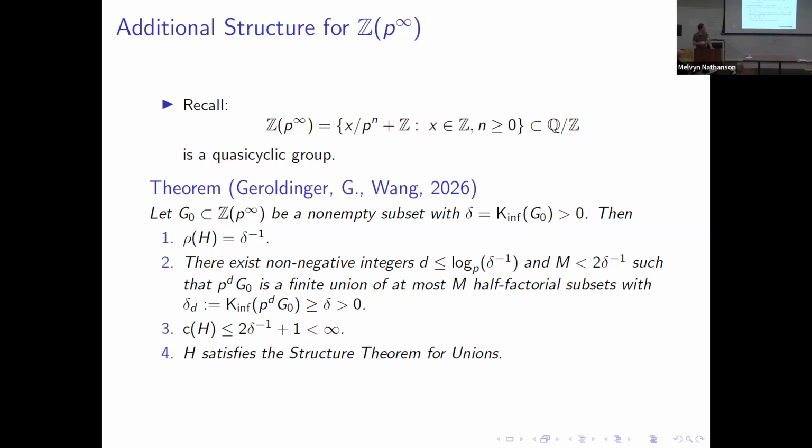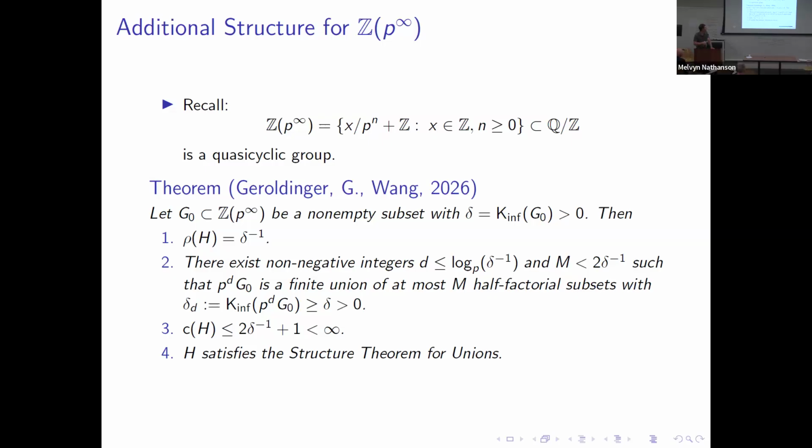What we also get here is that the H satisfies the structure theorem for unions. So it has this nice property that didn't hold when the inf was 0. That was the example that Alfred was talking about from last class. If this K inf was equal to 0, there were lots of examples. We were able to construct examples showing that this structure theorem does not hold for them. If we assume it's positive, it's guaranteed to hold.